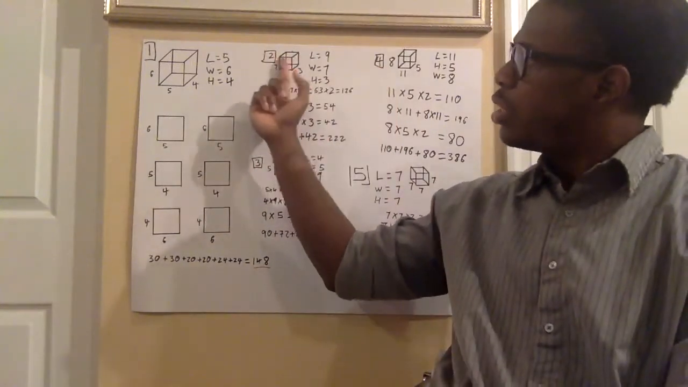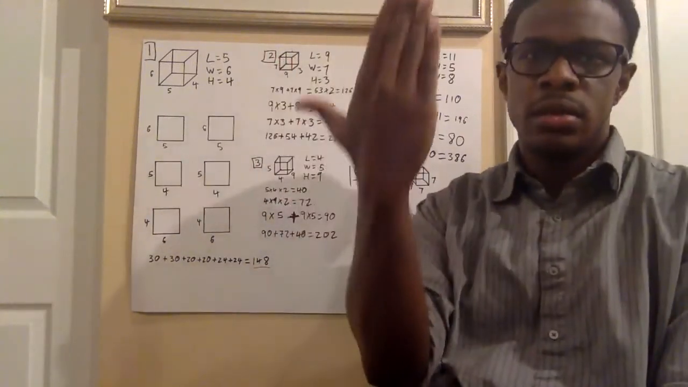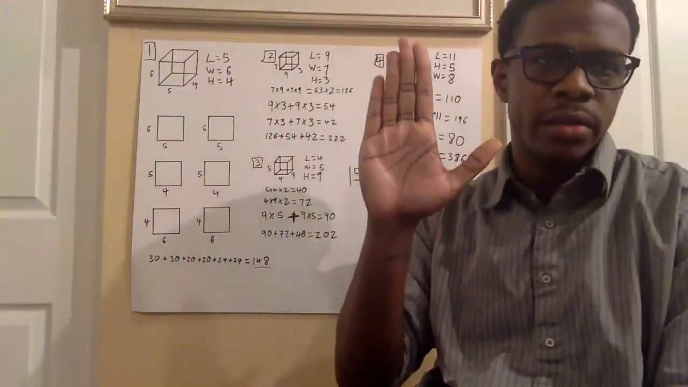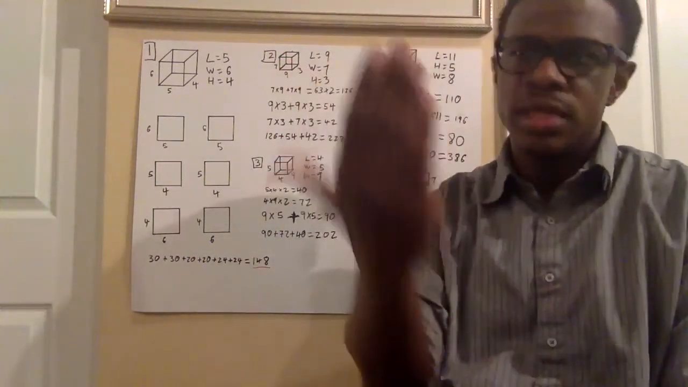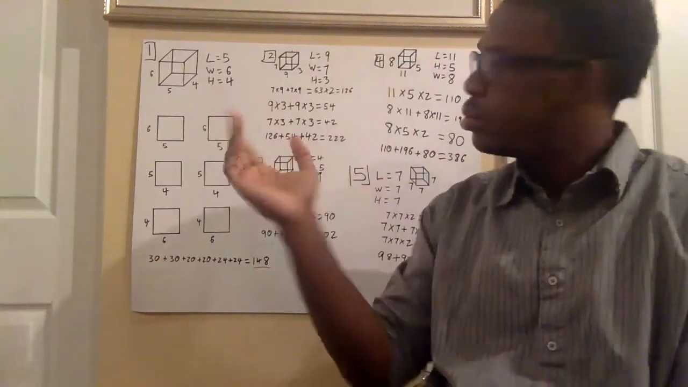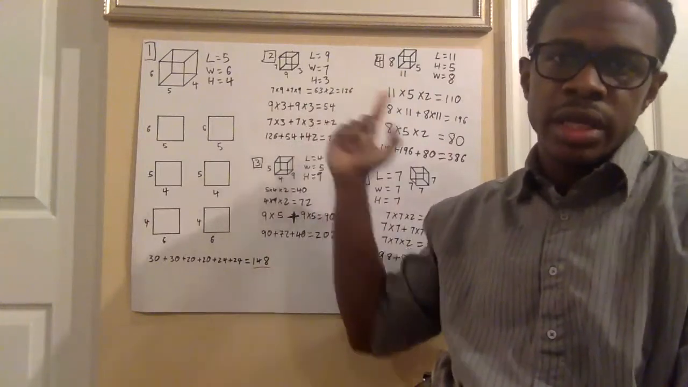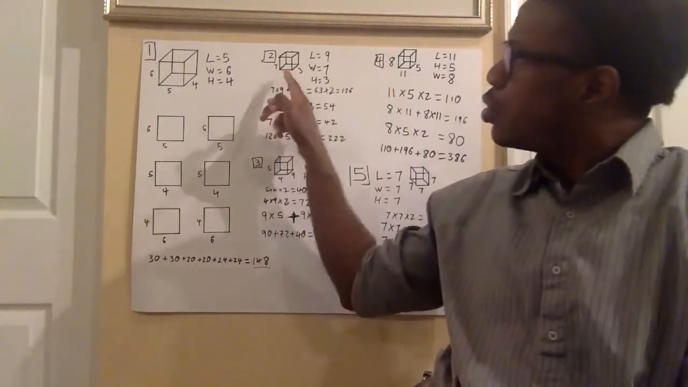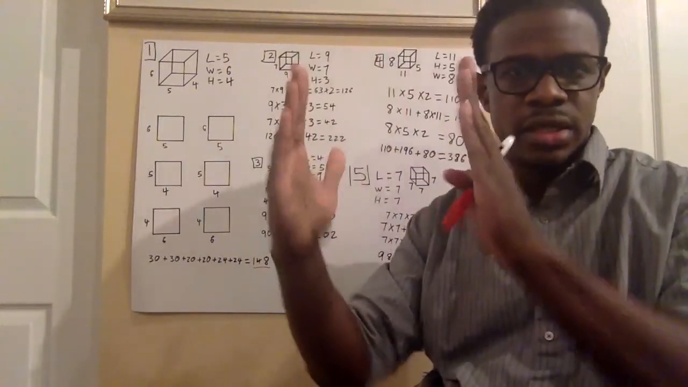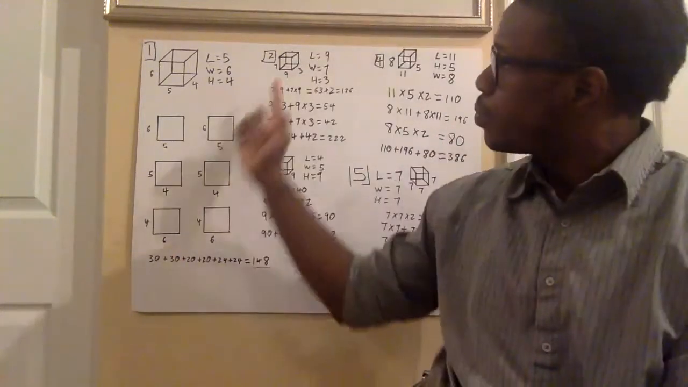So we now know the area of the face, and whatever the area in the front of the box is going to be the same on the back. So we have 63 plus 63, or 63 times 2, is going to give us 126. So the surface area for the front and the back is 126. Now we need to find the sides and the tops.